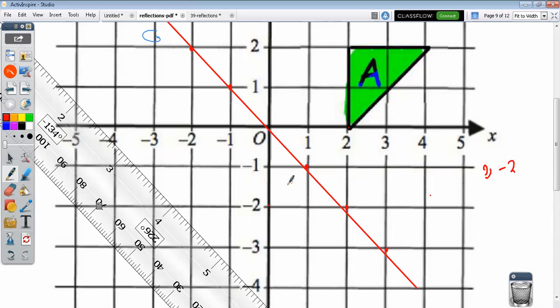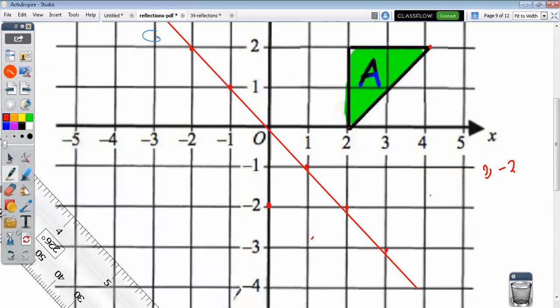That's very correct. I agree with you there. Then this point here, where would that point be? Where would that point be there?